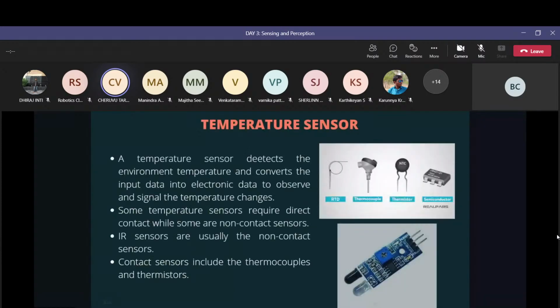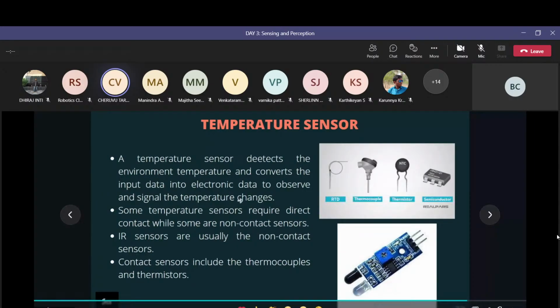Next, you have temperature sensors. Yeah, guys, what is a temperature sensor? By the name itself, you can understand that a temperature sensor will detect the temperature. It is used to detect the temperature of the environment, and it will convert the input data into some electronic signals. That's obvious, because whatever inputs you take, you need to process them and convert them into some usable data to give you an appropriate reaction. So keeping aside the converting of input data to electronic data, the basic work of a temperature sensor is to detect the environment temperature around it.